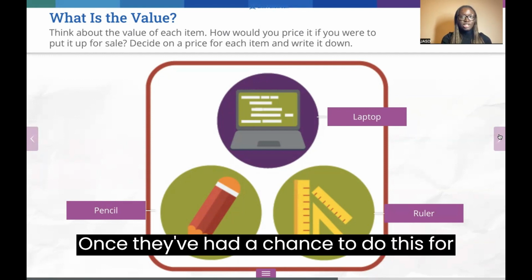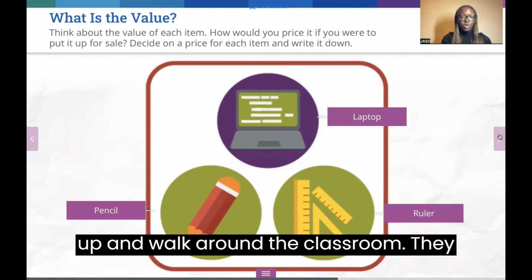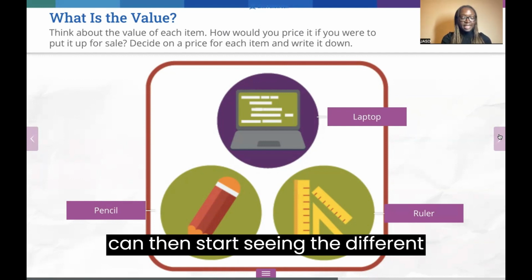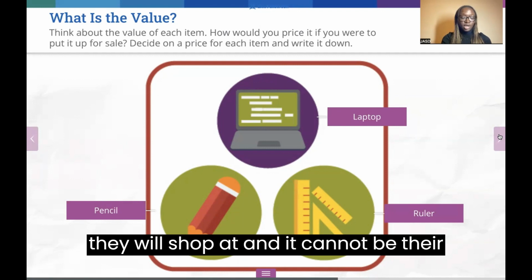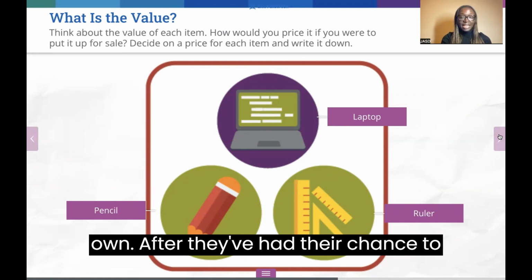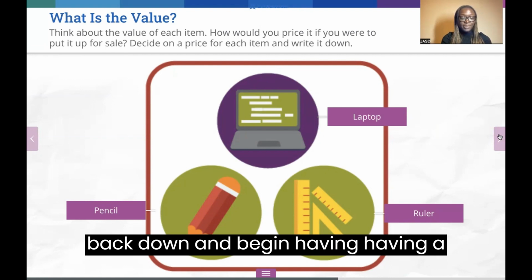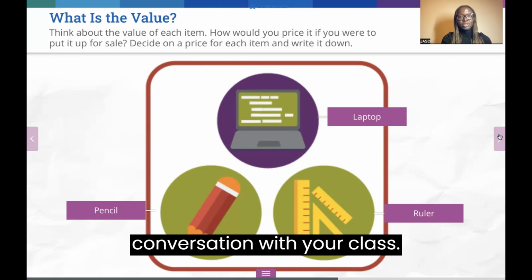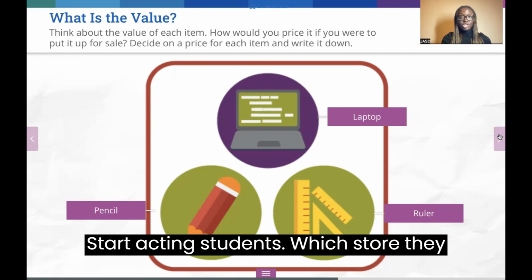Once they've had a chance to do this, for 2 to 3 minutes, have students get up and walk around the classroom. They can then start seeing the different prices that people have. Tell them that you would like them to select which store they will shop at, and it cannot be their own. After they've had a chance to walk around the room, have them sit back down and begin having a conversation with your class. Start asking students which store they will shop at.